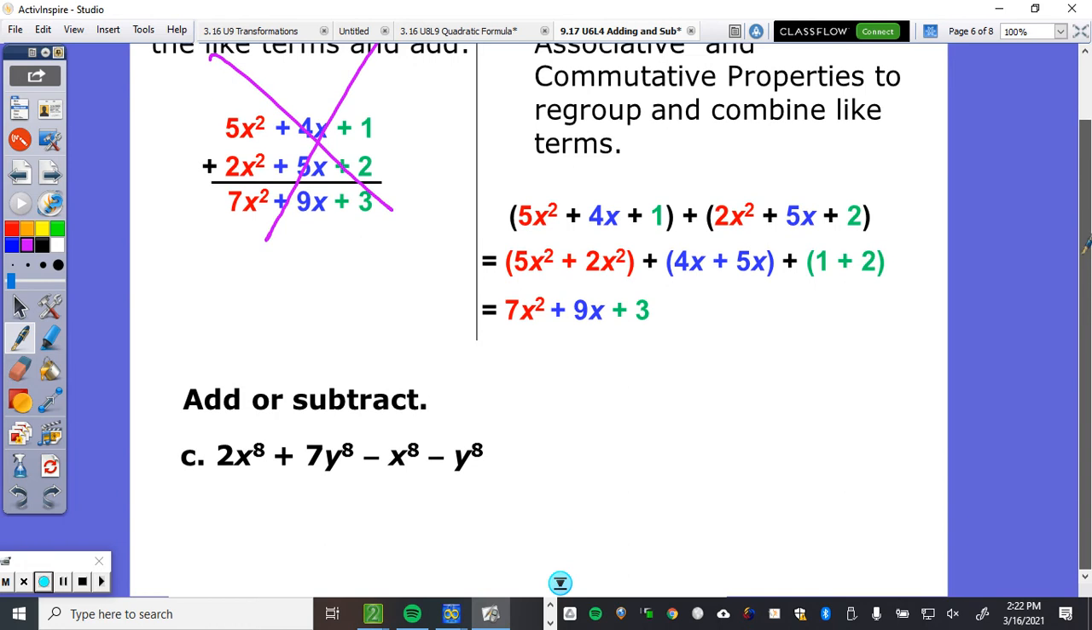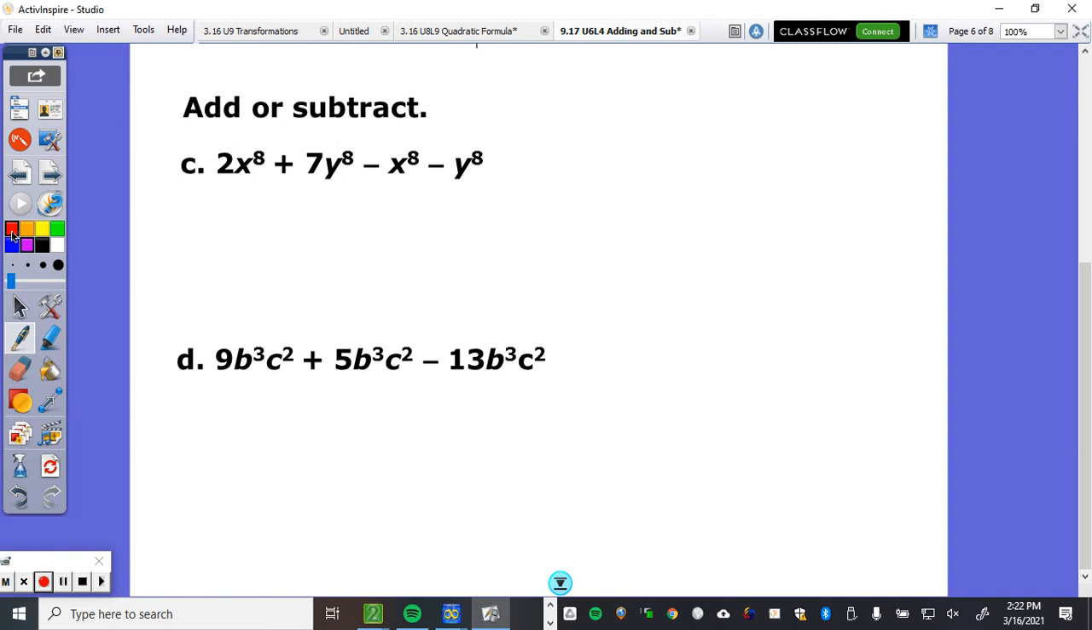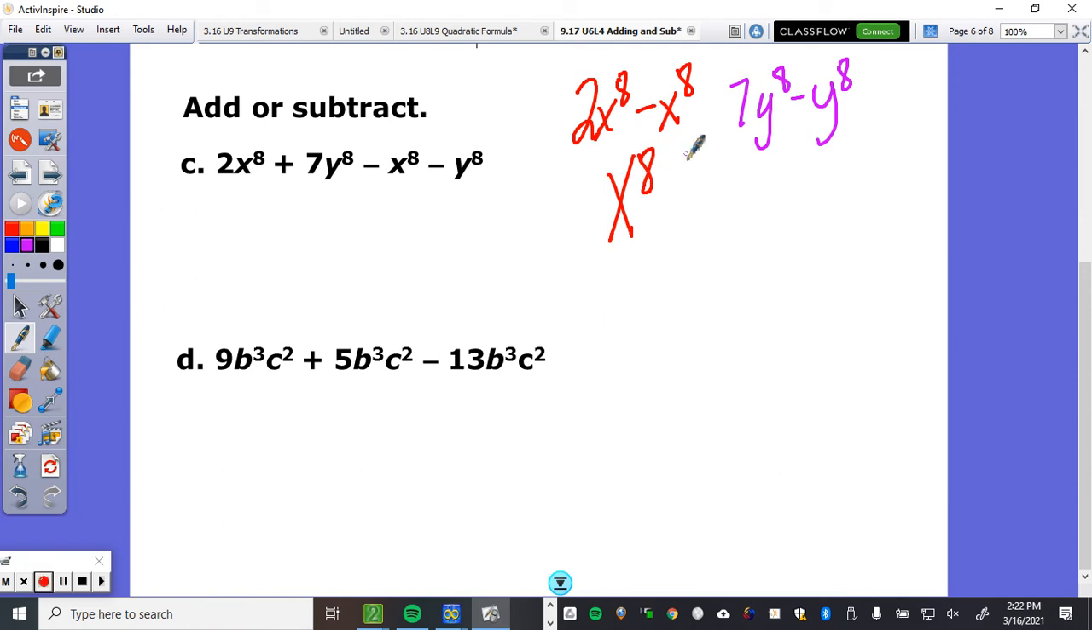All right, so if I look at an example here, if I group my x to the 8s together, I have 2x to the 8th minus 1x to the 8th. Then we have the y to the 8ths. So 7y to the 8th minus 1y to the 8th. So this will give me 1x to the 8th plus 6y to the 8th.